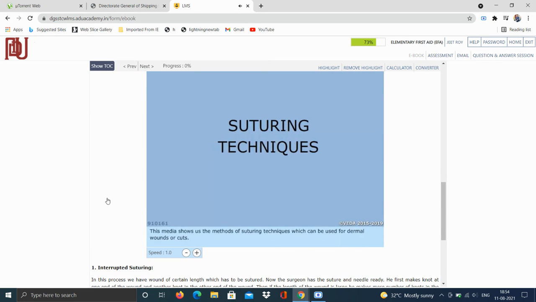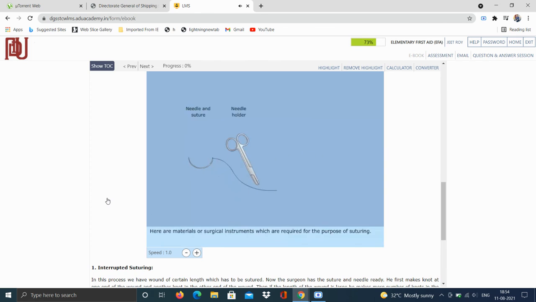This media shows us the methods of suturing techniques which can be used for dermal wounds or cuts. Here are the materials or surgical instruments which are required for the purpose of suturing. First, a suturing needle, a forceps to hold on to the needle, a tissue forceps, and scissors.